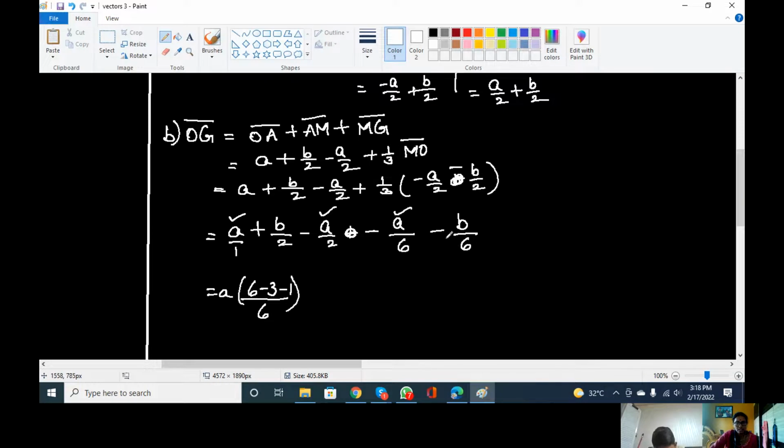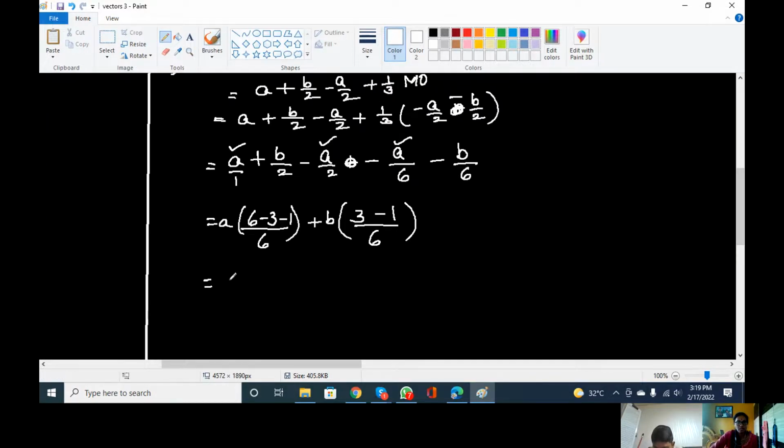Done. Now let's simplify B. Take B as a common. You will have 1 by 2 minus 1 by 6. The LCM is 6 still here. So 2 goes in the 6 3 times. Just 3 ones are 3 minus 1 time. I am just taking the LCM here, nothing else. So 6 minus 3 is 3, 3 minus 1 is 2.